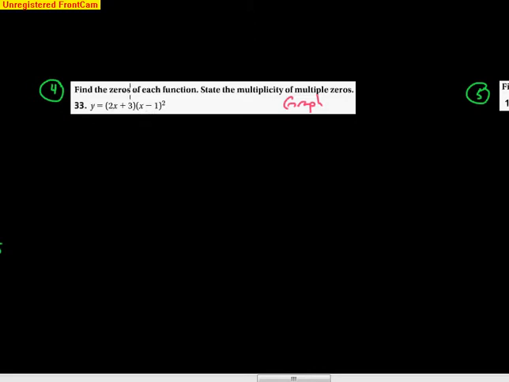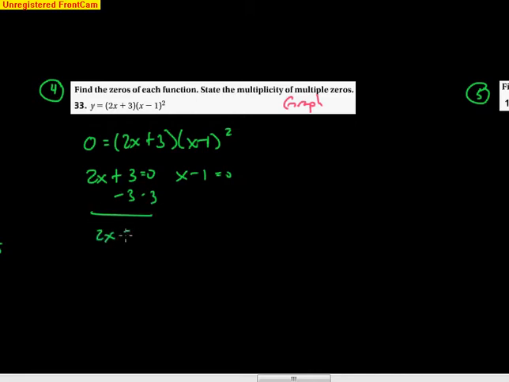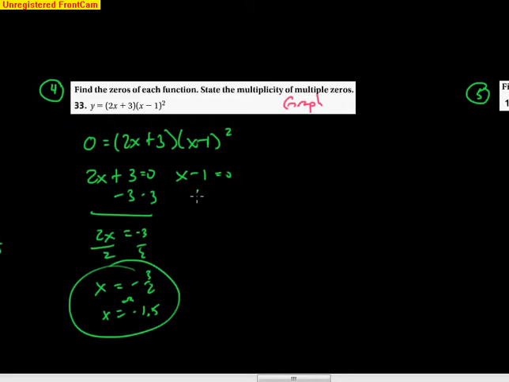So, to find the zeros, set this equal to 0, right? Because the zeros are when y is 0. And now set each parenthesis equal to 0. So 2x plus 3 equals 0, x minus 1 equals 0. And solve. First one, subtract 3, 2x equals negative 3, divide by 2, x equals negative 3 halves or negative 1.5, whatever you would like. Okay, so that's 1. And then add 1, so x equals positive 1.